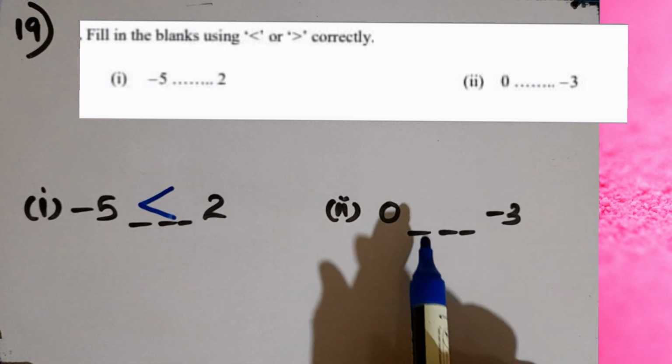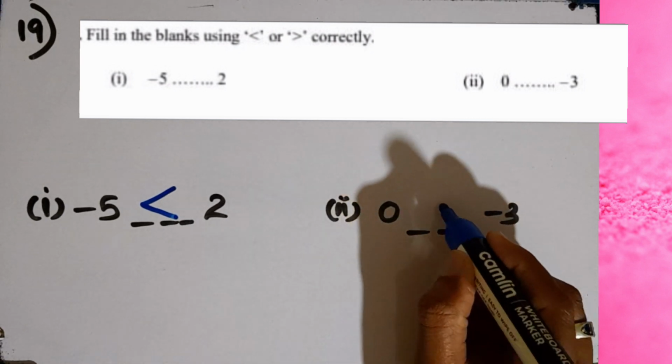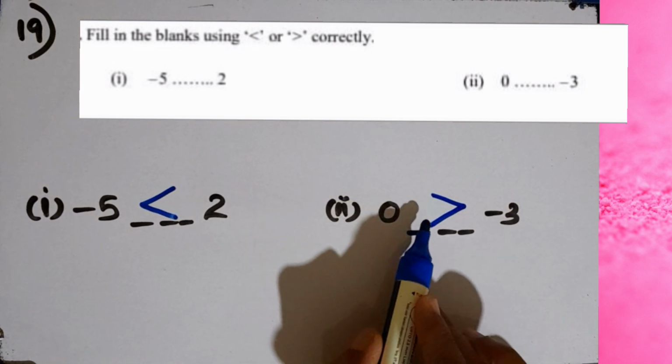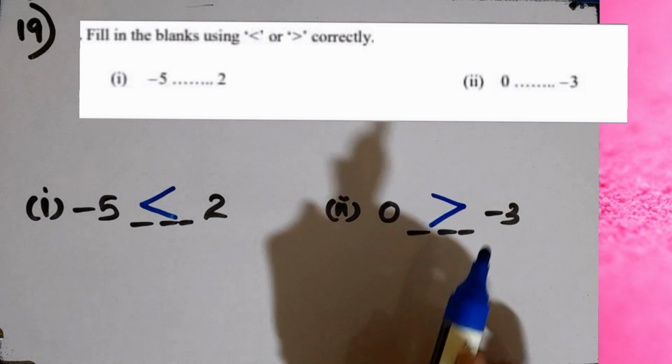Then this second one, 0 and -3. What is the largest one? 0. So I can put this sign. Open part goes towards the largest integer, that is 0.